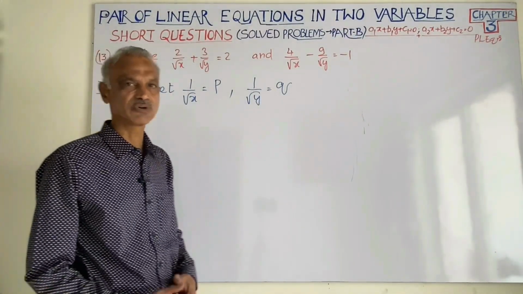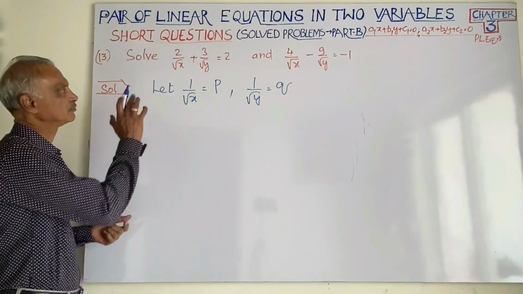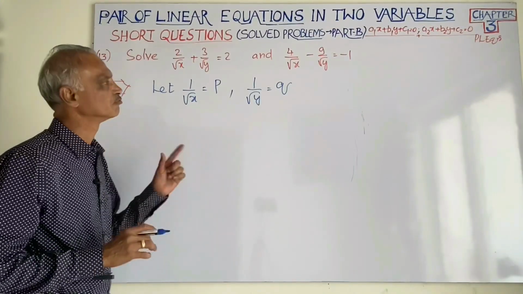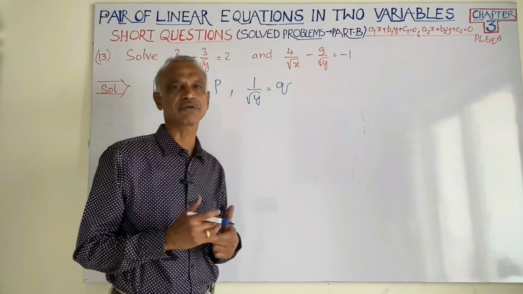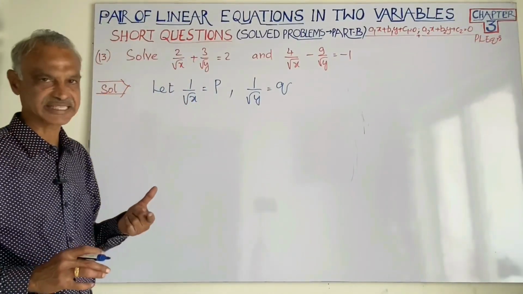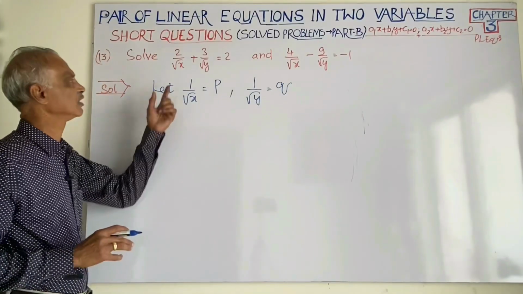Hi students, what is the 13th problem we have? Solve 2 by root x plus 3 by root y is equal to 2 and 4 by root x minus 9 by root y is equal to minus 1. We have to find the values of x and y.